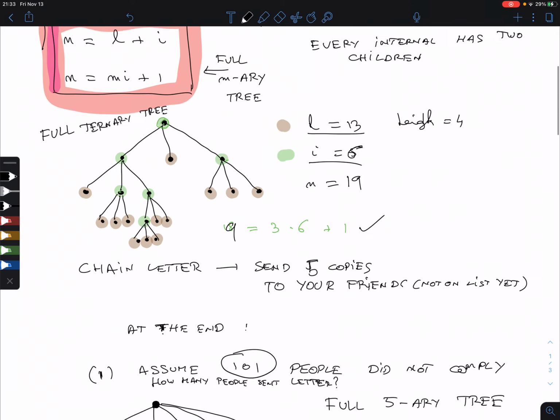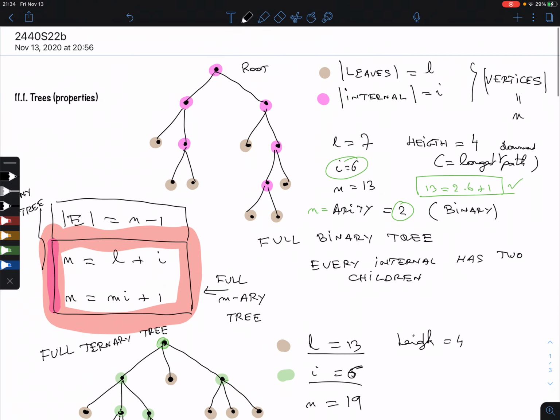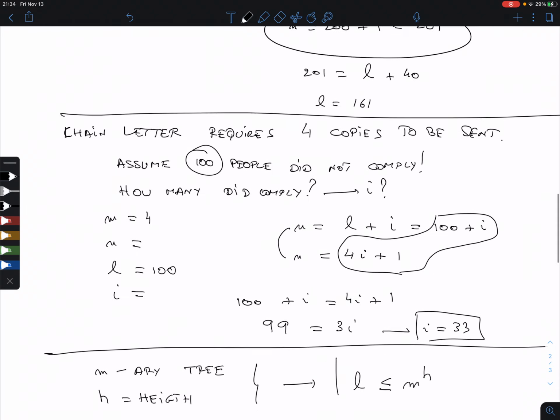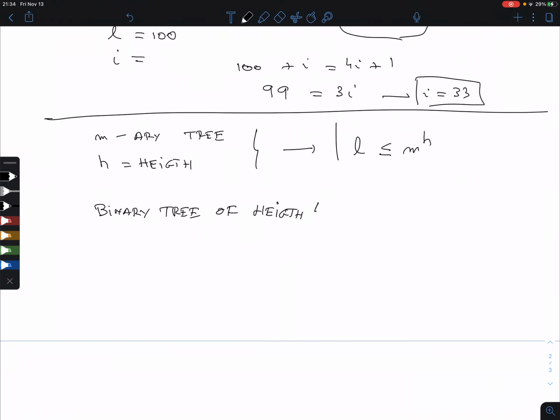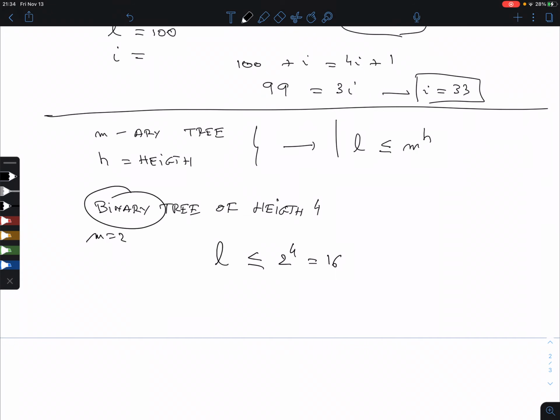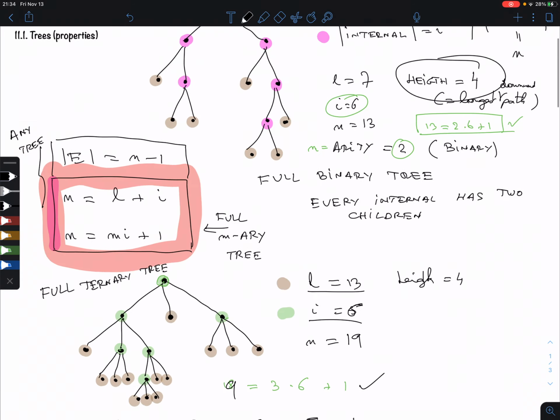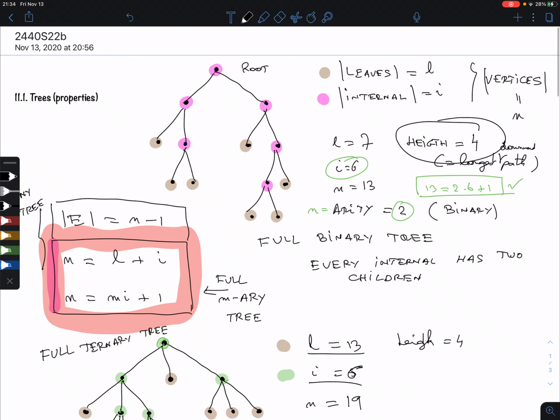Well, do I have one here? Oh, this was a binary tree of height 4, right? Okay, we had something here. This is a binary tree of height 4. So let's look at that example. Binary tree of height 4. What is the maximal number of leaves it can have? So the number of leaves is less than or equal to, binary means m is 2, 2 to the power 4. So at most 16. How many did we have? This particular one had only 7.